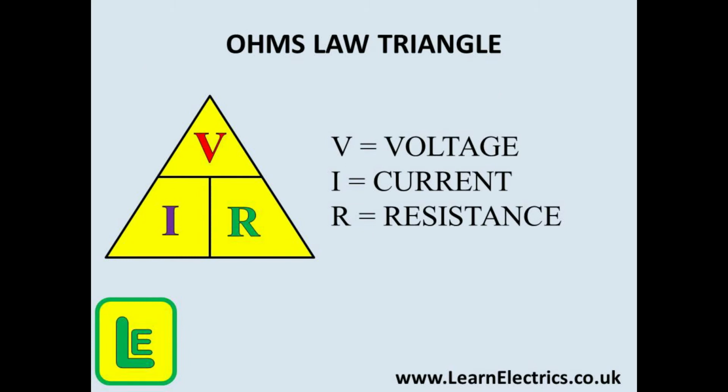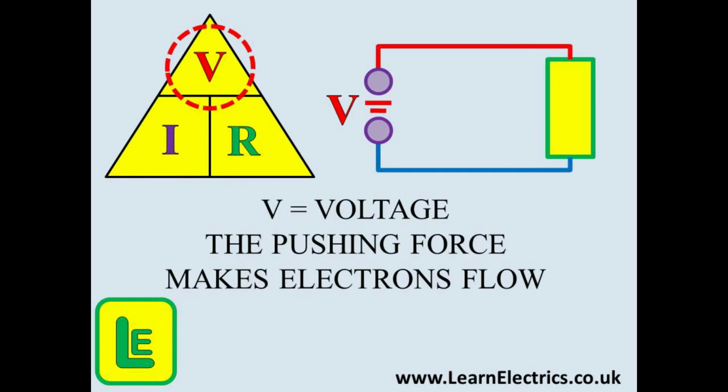If we look at the Ohm's law triangle, we can see that there are three parameters involved: voltage, current, and resistance. A simple definition of Ohm's law tells us that the current in a circuit is equal to the voltage divided by the resistance. But before we delve into how to use Ohm's law, let us first look at what each parameter is doing.